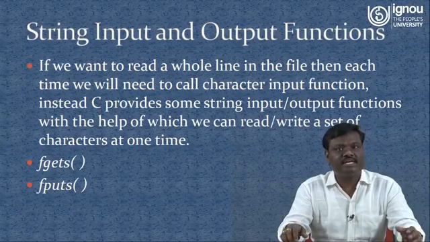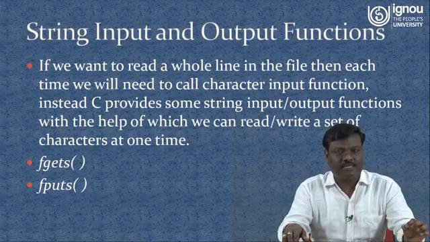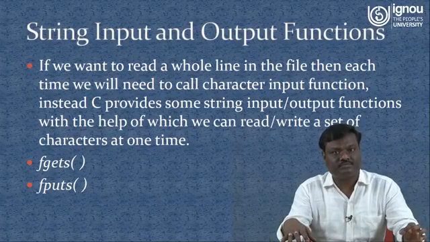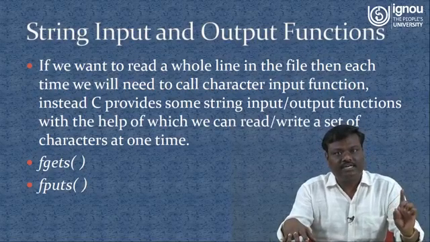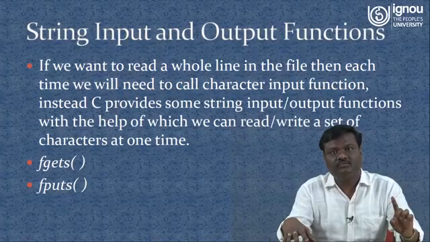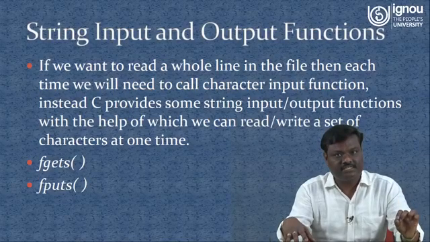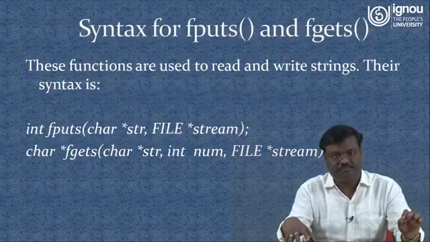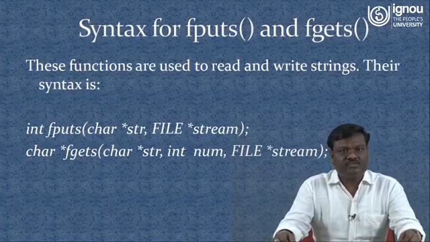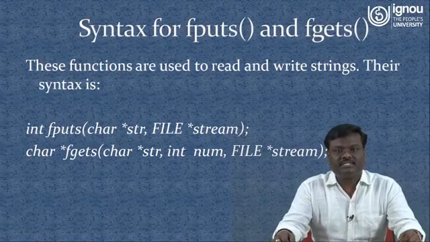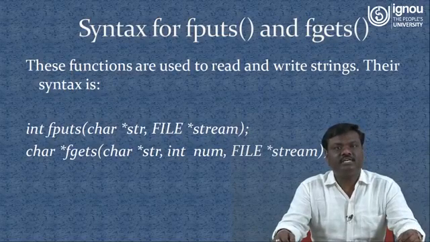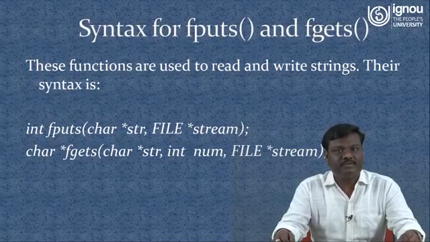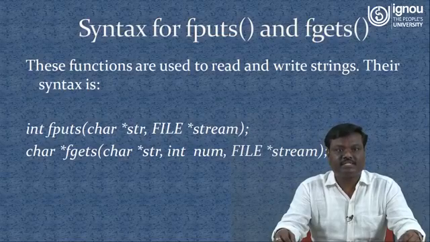So instead it has some IO functions, those are fgets and fputs. Like you have getc, putc, here you have two functions: fgets, and the second function in order to write is fputs. You can see the syntax here, as we have the syntax for getc, putc, here also for fputs, fgets, you have the syntax.